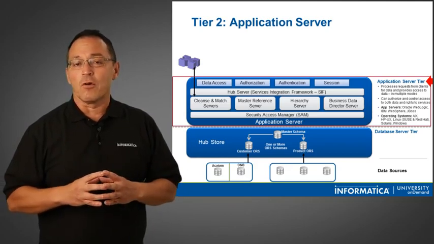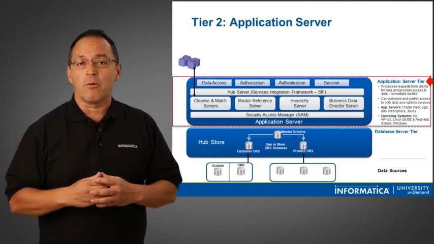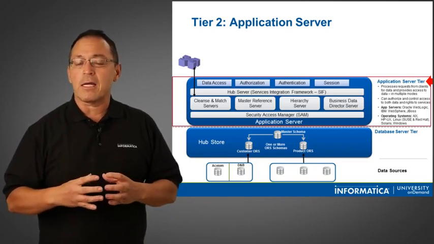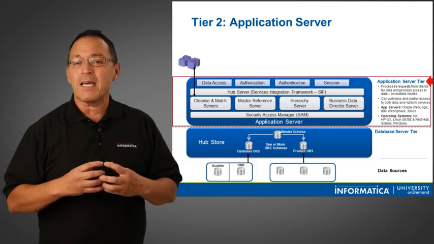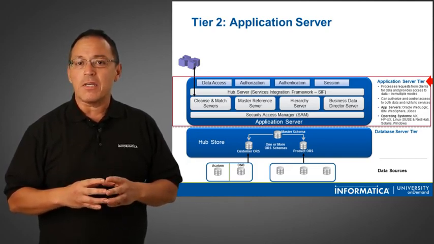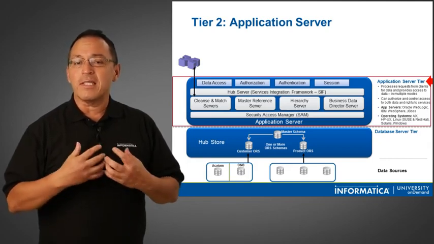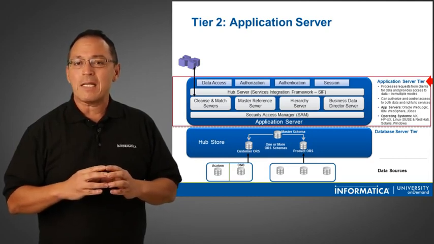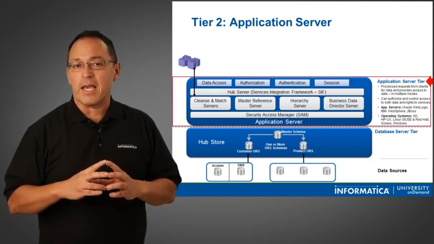And the hierarchy server, depending on the options you have purchased, is another component that keeps track of the hierarchical or affiliation relationships. It's a server. Now, we also have something called the data director server. Well, that is dealing with the data governance as we have configured it. So all this is happening at the application tier.